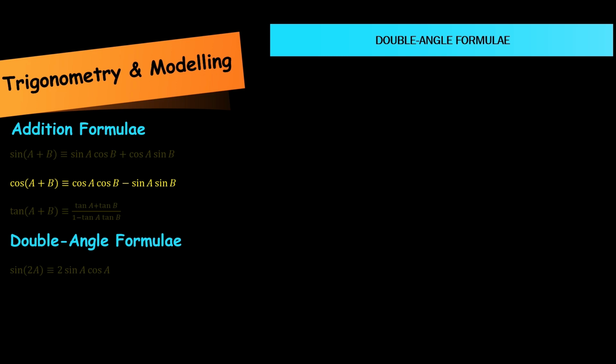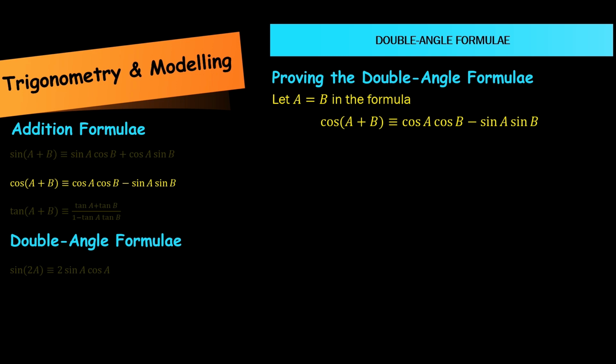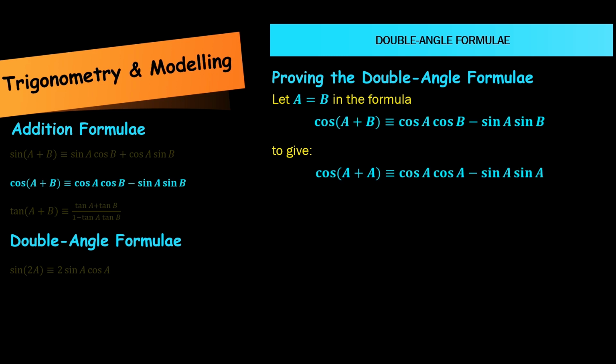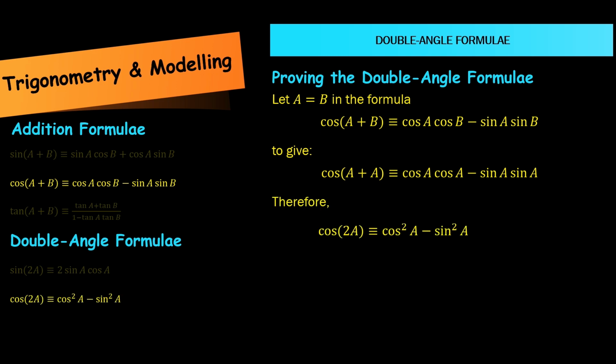Let's now take a look at the addition formula for cos. If we let A equal B in the formula for cos, we obtain cos(A + A) is identical to cos A cos A minus sin A sin A. And so if we tidy up, we obtain cos 2A is identical to cos²A minus sin²A.